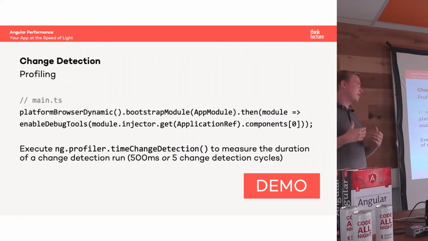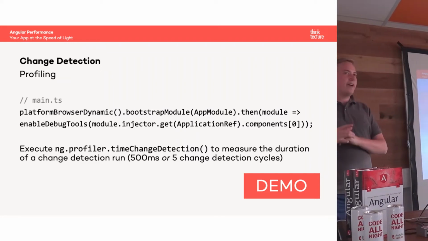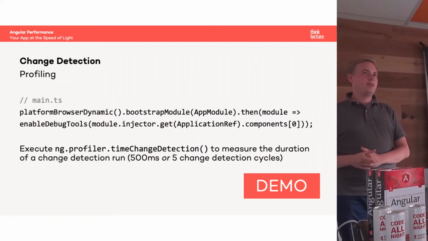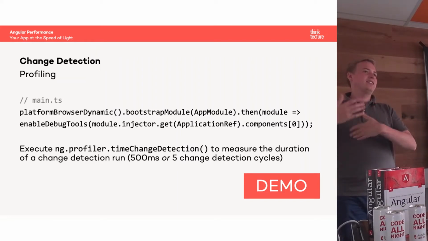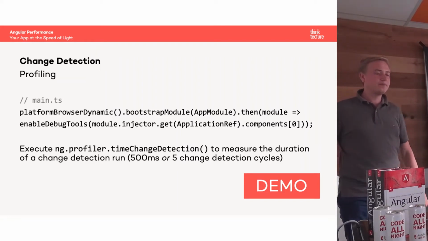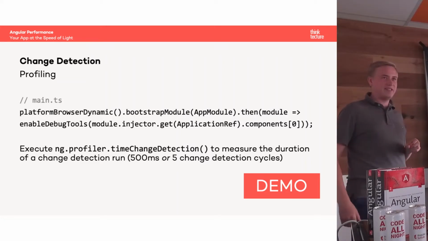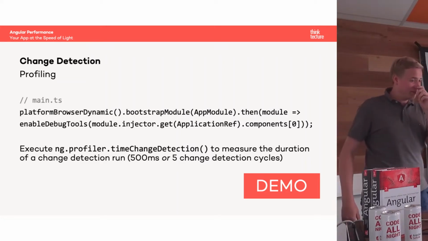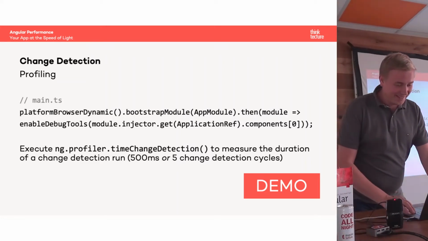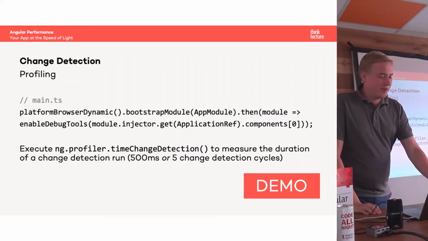And what this method does is it measures the duration of one single CD run, and it does it for either 500 milliseconds if your CD cycle is faster than that, or it stops after 5 change detection cycles if your CD cycle is slower than that. 500 milliseconds for a CD run would be horrible. Now let's have a little demo of that.